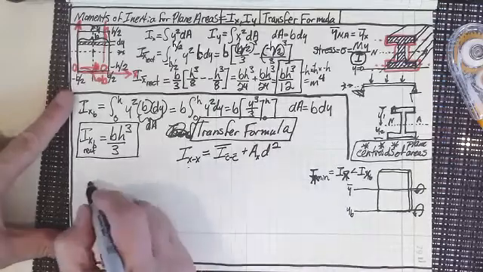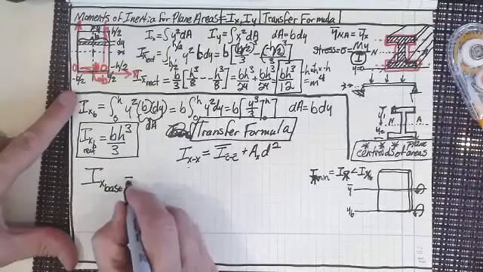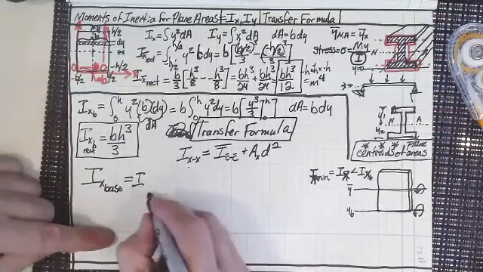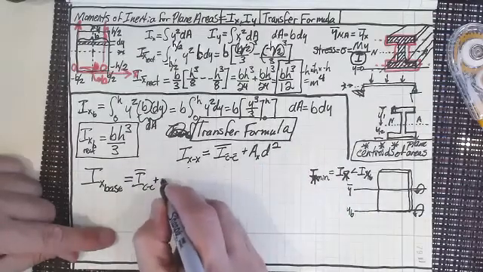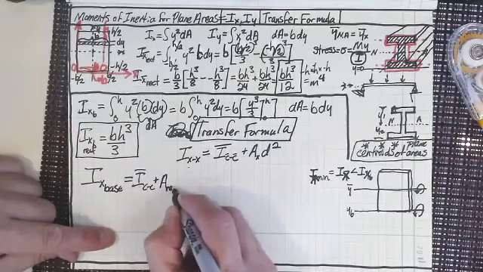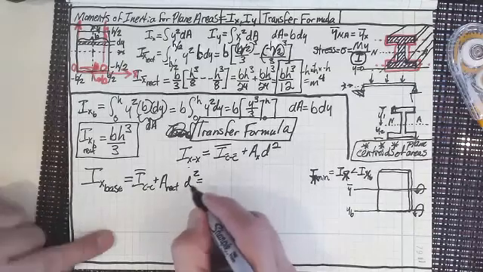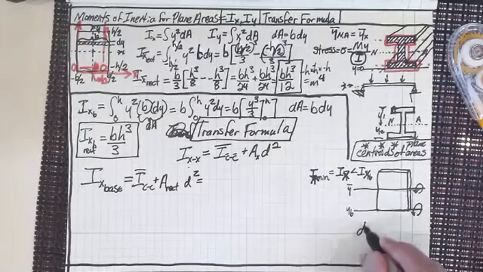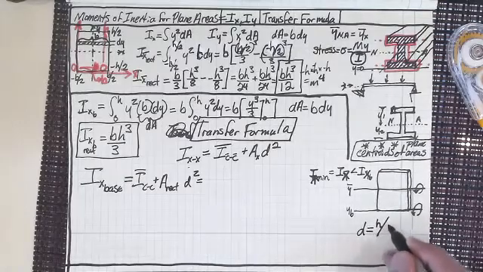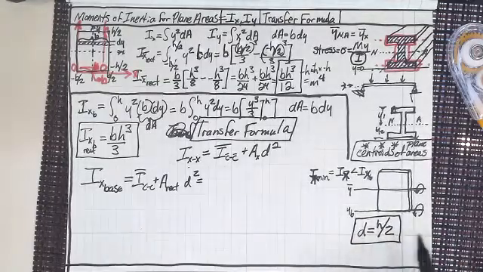Let's say that the moment of inertia about the base is going to be the moment of inertia about the centroidal axis plus the area of the rectangle times the distance squared between the two axes. I think we all know what the distance is between the two axes, right? d is going to equal h over 2, and d squared is h squared over 4, of course.